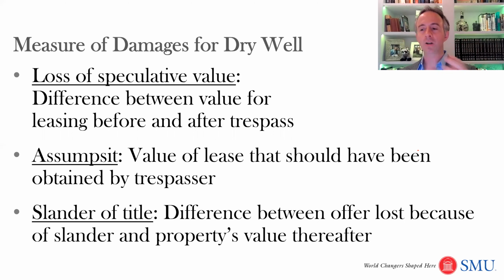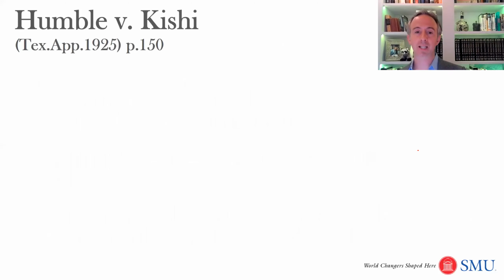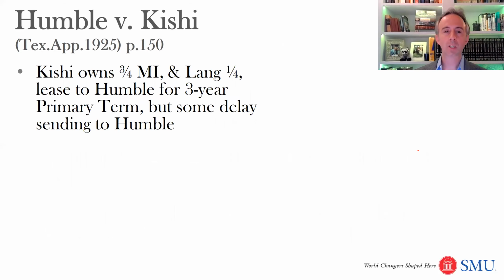Then slander of title, what's the difference between the offer that was lost because of slander and the property's value thereafter? So again, you had an opportunity to lease that and it was taken away because in the meantime, somebody came on, drilled a well on your land and it proved you didn't have any oil, then you have a claim for slander of title. So let's look at a case like this. Humble versus Kishi, Texas Appellate Court case, 1925, page 150. So here, Kishi owns a 3/4 mineral interest and Lang just owns a 1/4.